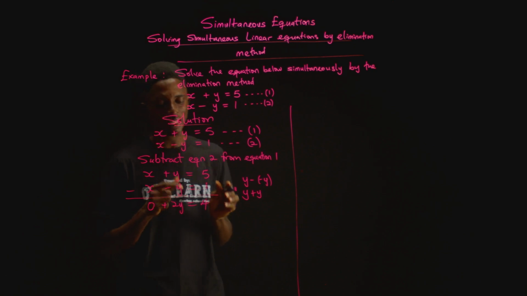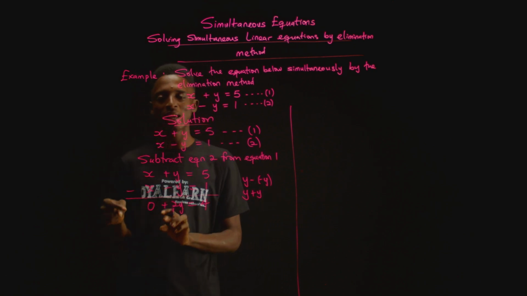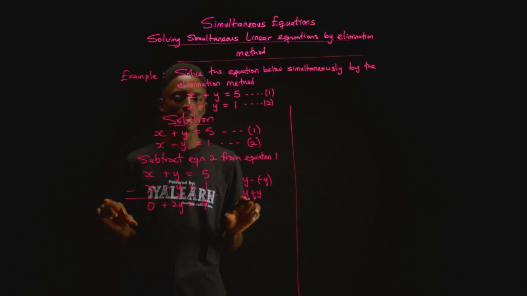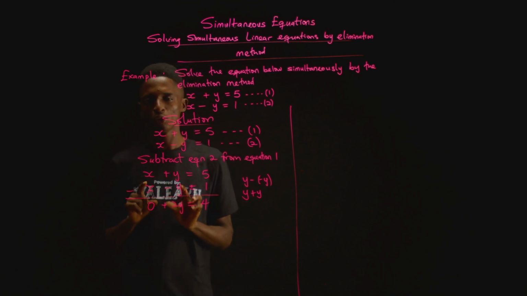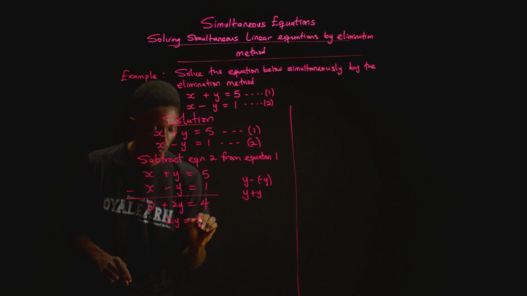At this stage, please be careful when you are subtracting. You do not want to leave any of the signs behind, whether minus or plus, because if you do that, you will end up in error. But when you follow it carefully, you can't miss it. So from here, we have 2y equals 4.